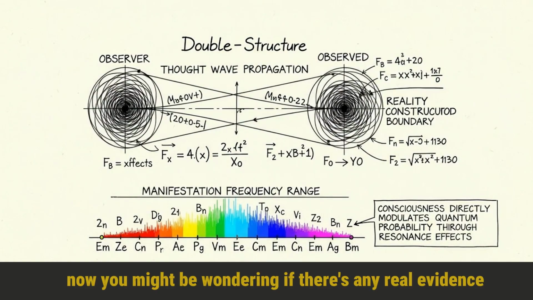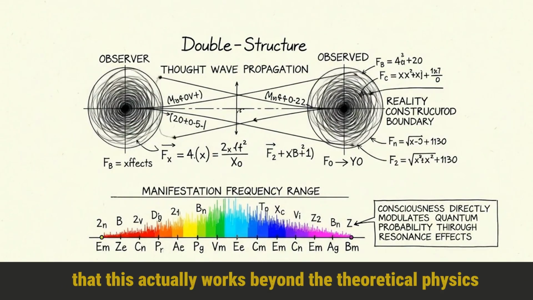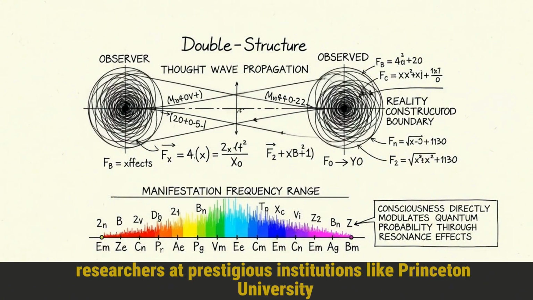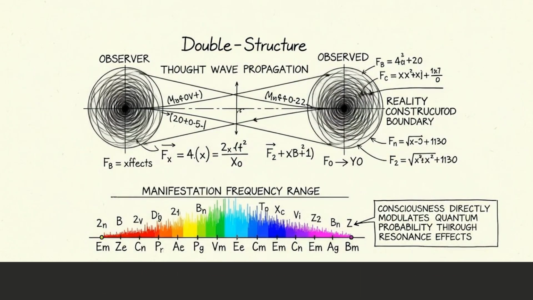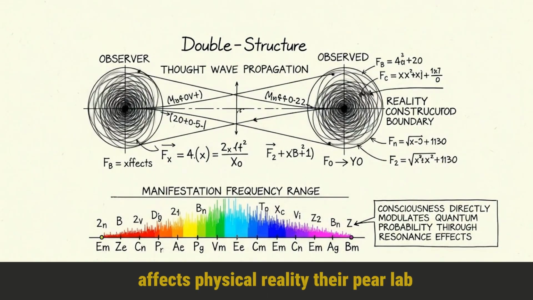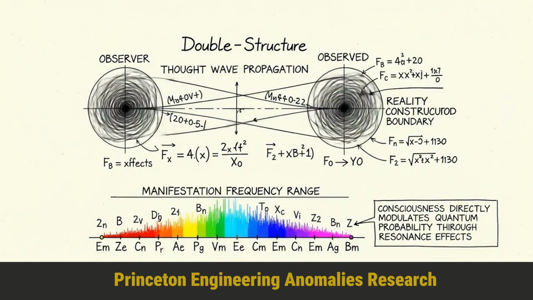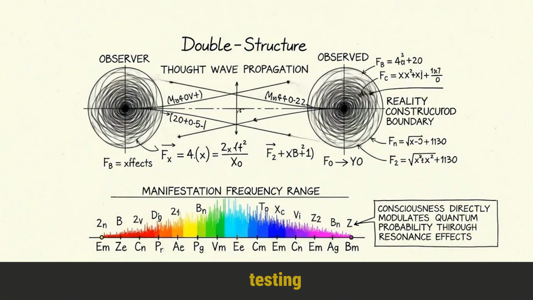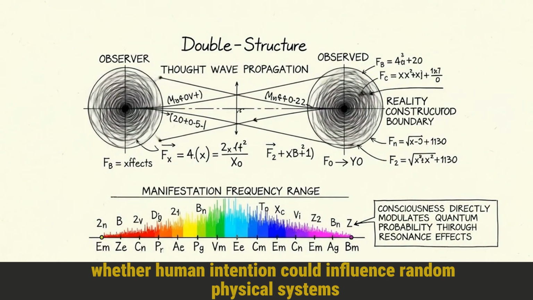Now you might be wondering if there's any real evidence that this actually works beyond the theoretical physics. The answer is yes. Researchers at prestigious institutions like Princeton University spent decades testing how human consciousness affects physical reality. Their lab, Princeton Engineering Anomalies Research, conducted over 2.5 million trials testing whether human intention could influence random physical systems.